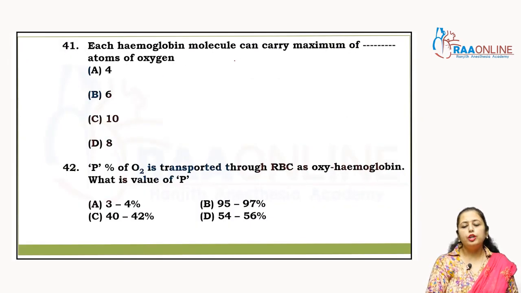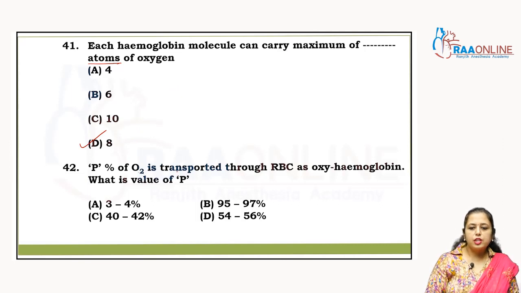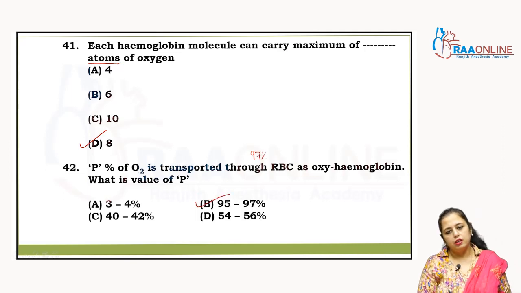Each hemoglobin molecule can carry a maximum number of dash atoms of oxygen. It is talking about atoms. If they asked about molecules, we would put the answer 4, but when they talk about atoms, the answer is 8. Next: 97% of oxygen is transported through RBC as oxyhemoglobin, so the answer is that.